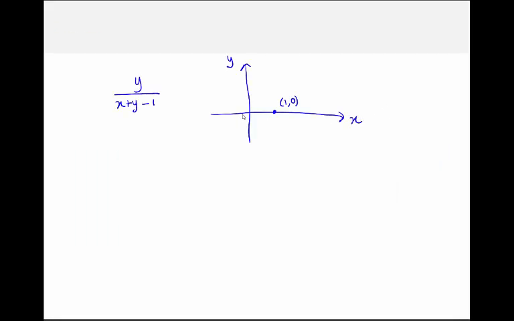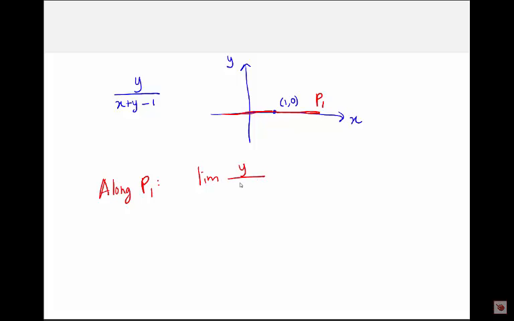Okay, the first path that I'm going to choose that passes through the point (1, 0) is going to be the x-axis. Right, so this is the path P1 that I'm going to choose, and I'm going to compute the limit of my function along P1 as xy approaches the point (1, 0). So let's see what happens if we compute the limit along P1.